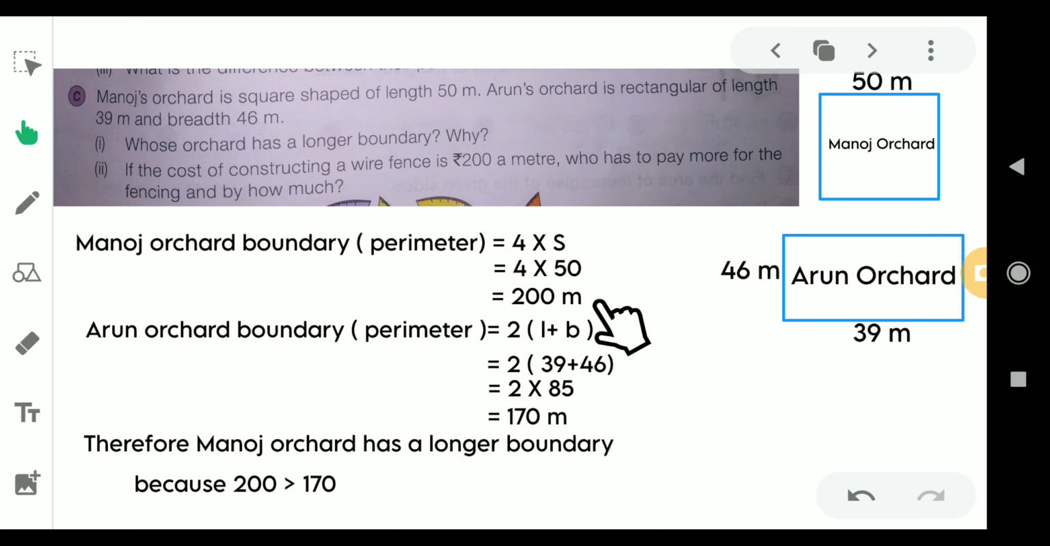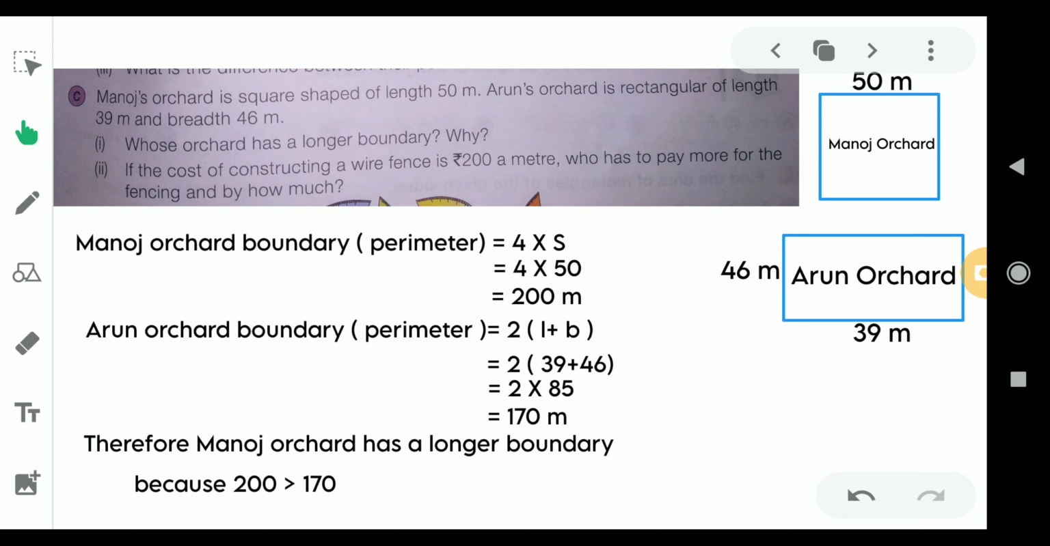After seeing both the perimeters, you can clearly say that Manoj's orchard has a longer boundary, because 200 is bigger than 170. That is why you can say that Manoj's orchard has a longer boundary.